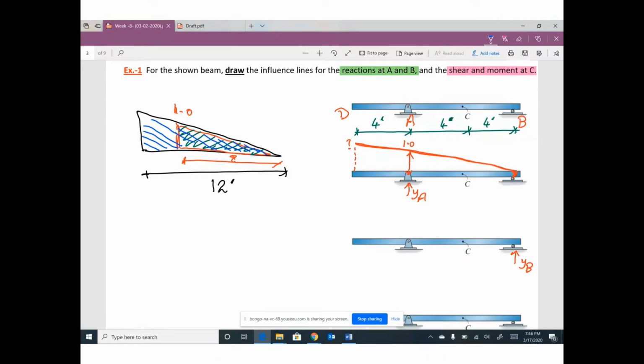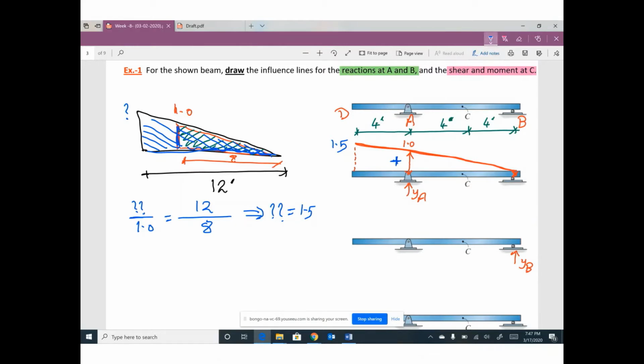So I can say this value, I don't know how much, divided by this value, which is 1, equals the total distance, which is 12, divided by this little distance, which is 8. So I can figure out this value will be 1.5. This value equal 1.5. And this diagram is positive, the whole diagram.